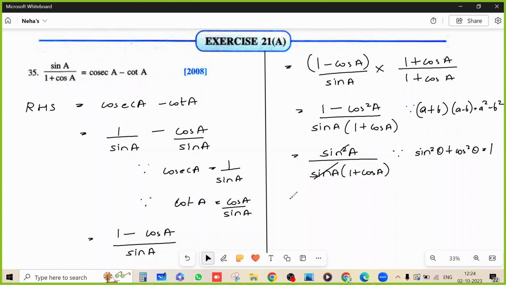Here sin A will get cancelled out, and we are left with sin A divided by 1 plus cos A, which is equal to the left hand side, and hence we have proved that the right hand side is equal to the left hand side.